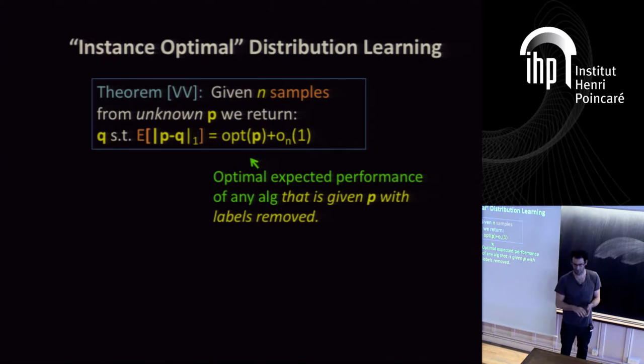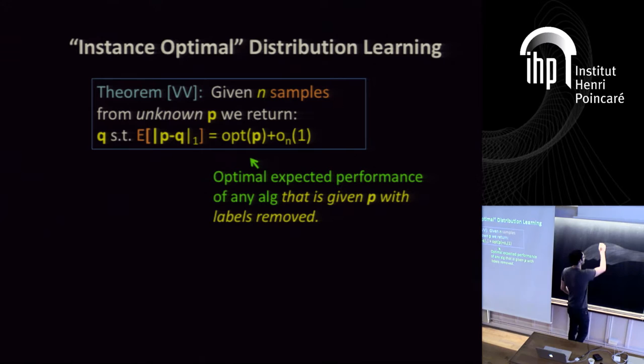So the truth is uniform over K things. But we don't know what the labels are.